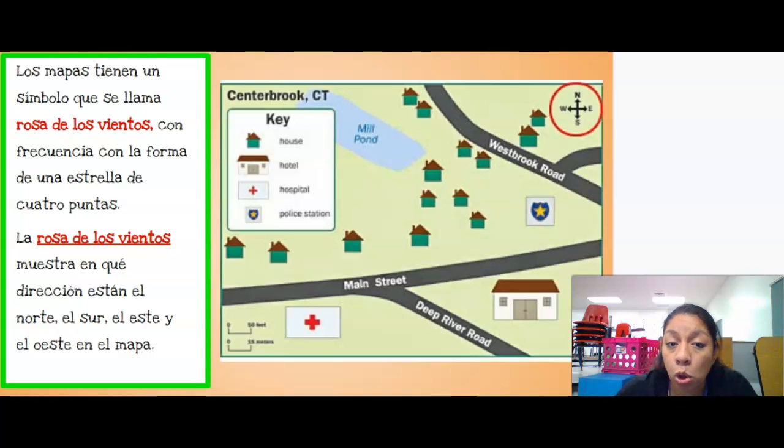Maps have symbols. They have a symbol that is called the compass rose, which is this one. So those cardinal points are on something called the compass rose. And they normally use this to show us the four different directions, which is north, south, east, and west. And it's in the shape of a star. The compass rose shows us which direction north, south, east, and west are on the map.